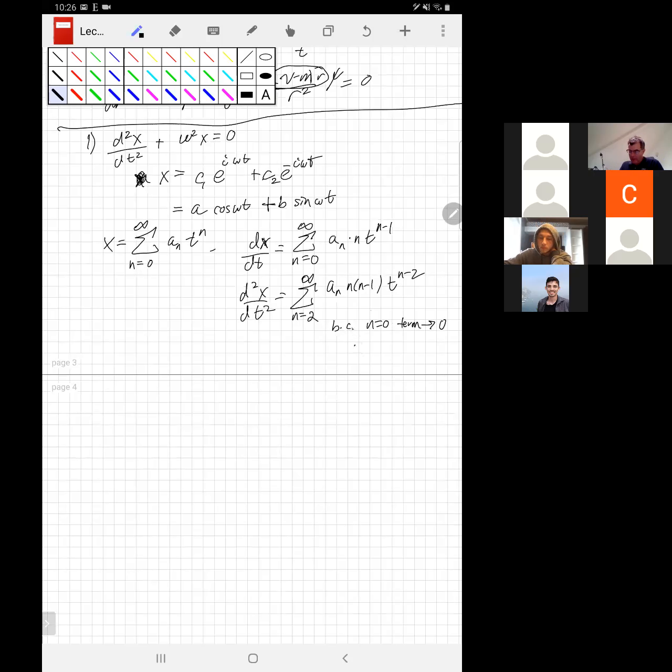Likewise, the n equals 1 term is 0 because we've got this here, which is going to make the n equals 1 term go away. We've got this here, which is going to make the n equals 0 term go away. So if I decided to leave those out because they're 0 anyway, that would be perfectly fine.